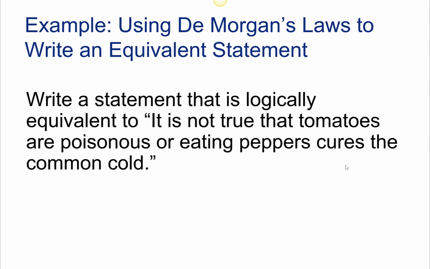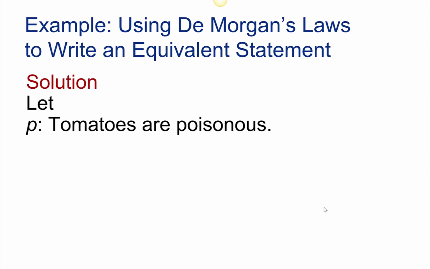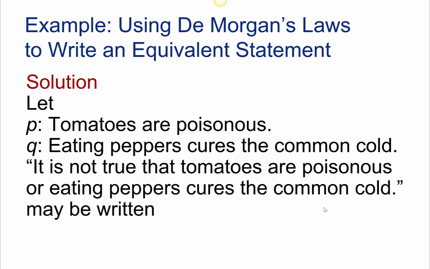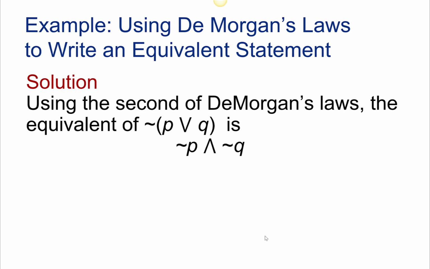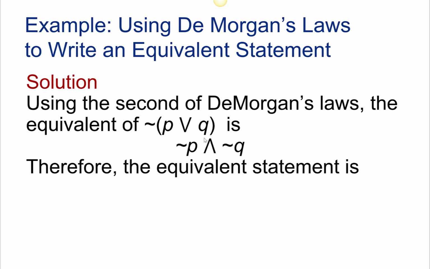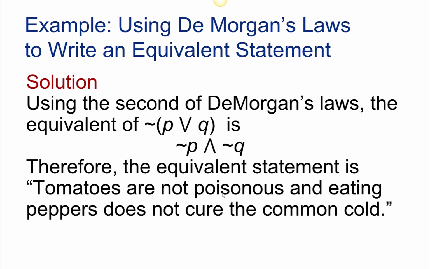Write a statement that's logically equivalent to, it is not true that tomatoes are poisonous or eating peppers cures the common cold. So we're going to pick our simple statements, and we want to write this statement symbolically now. It is not true that, so we're going to have a negation and then parentheses. Tomatoes are poisonous, which is P, or eating peppers cures the common cold. Now we can use a DeMorgan's law, the second one, to rewrite this. It's equivalent to the negation, the conjunction of the negated simple statement. So therefore, a logically equivalent statement is tomatoes are not poisonous and eating peppers does not cure the common cold.